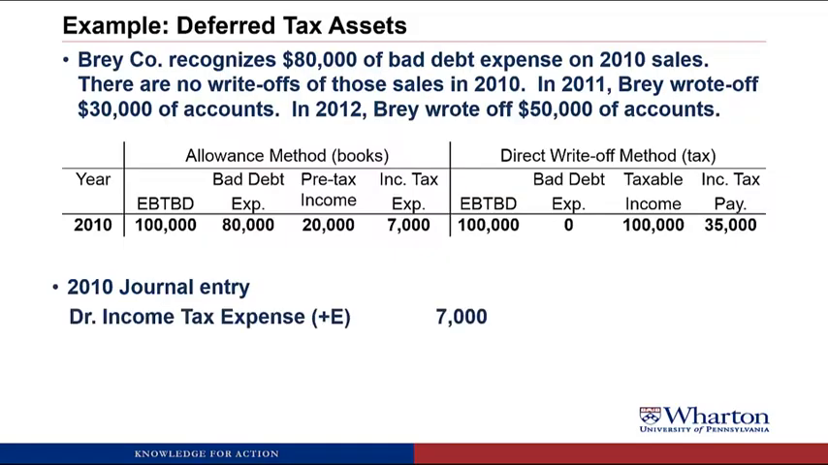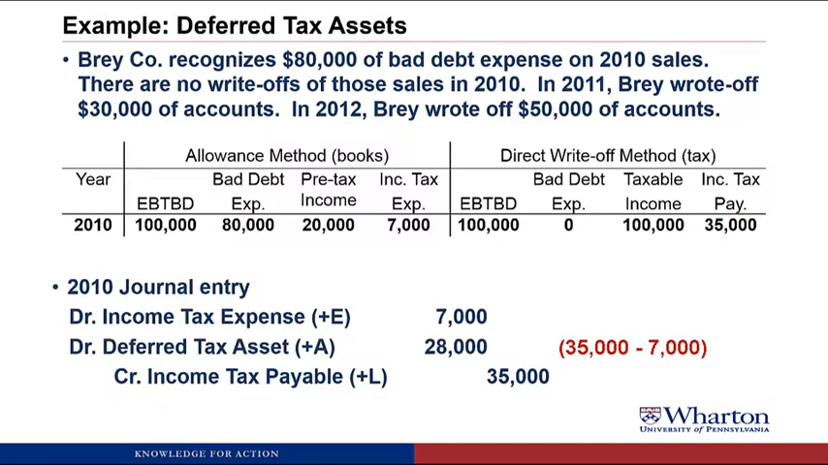Okay, so we start with income tax expense of $7,000. That gets debited. That's going to show up on the income statement. We credit income tax payable for $35,000. So this represents the liability to pay the government $35,000 of taxes. Our debits don't equal our credits.